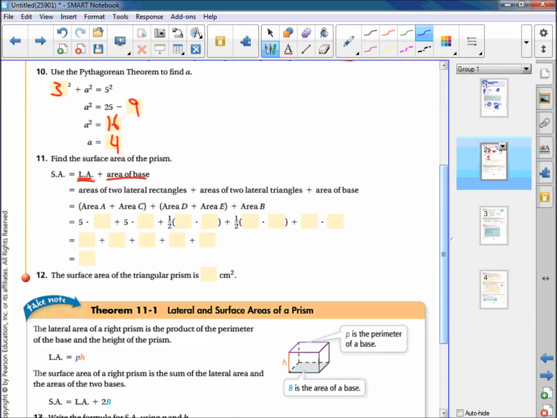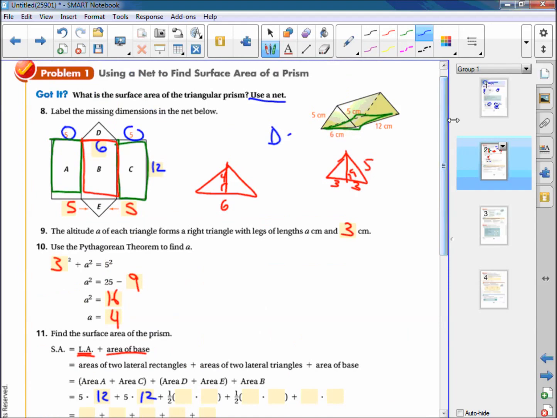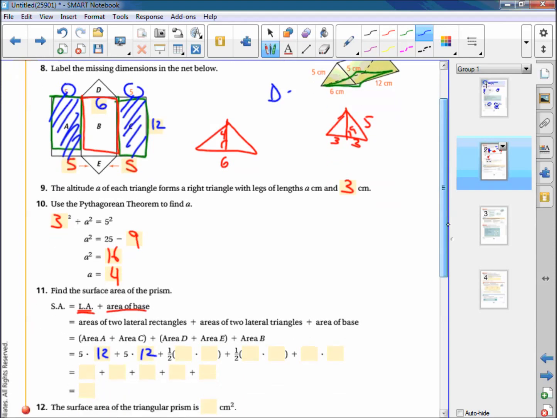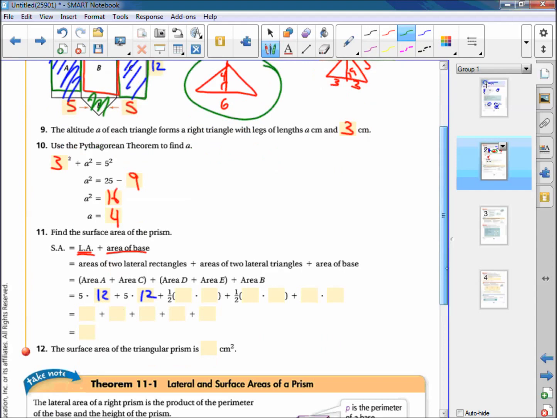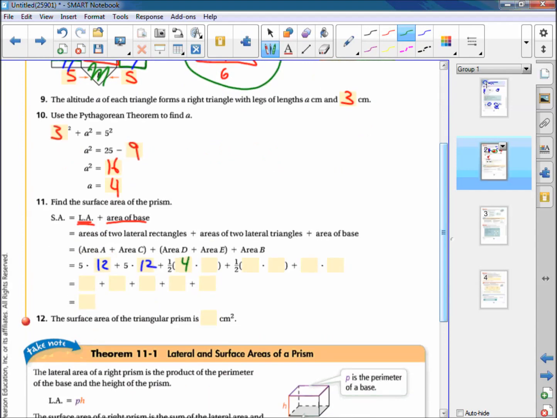So area A plus area C, those are two lateral rectangles. They are both the same size. They are 5 by 12 and 5 by 12. Okay, that's C and A up here in our net. Then we're going to find the area of D and the area of E, because we have two lateral triangles that are the same. So we're looking for D and E here, and we already found those dimensions. It was 4 by 6 for both of them. So in here we're going to put 1/2 of 4 by 6 and 1/2 of 4 by 6.